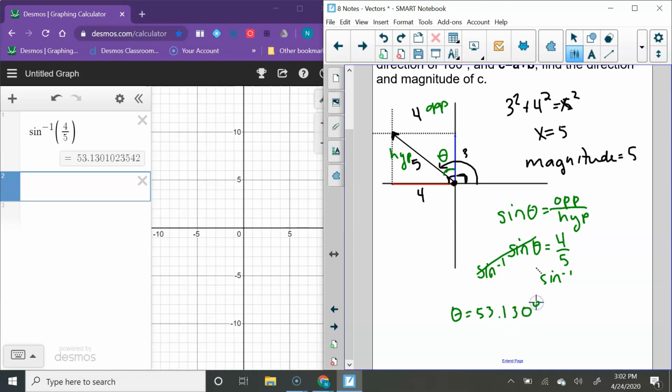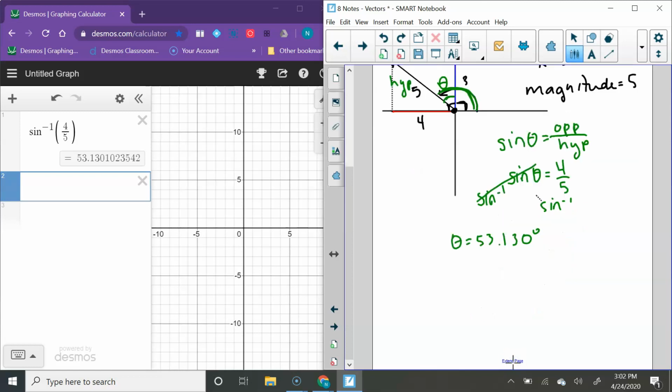So theta equals 53.130 degrees. But to get this full angle right here, think like unit circle angles, we're going to add 90 to that. So if we add 90 to that, we'll get 143.130 degrees. And that is my direction.